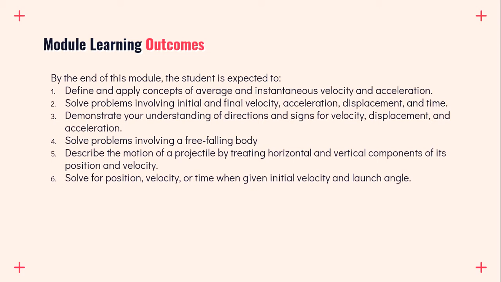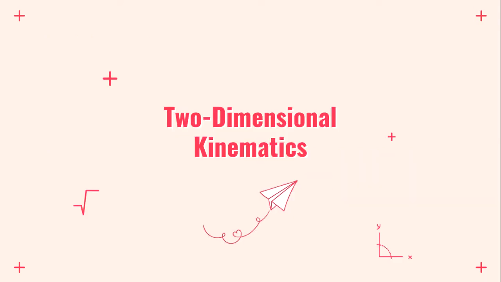Number 4, solve problems involving a free-fall body. Number 5, describe the motion of a projectile by treating horizontal and vertical components of its position and velocity. And number 6, solve for position, velocity, or time when given initial velocity and launch angle. So, this lesson is part 2 of module 2, and we are going to talk about two-dimensional kinematics.